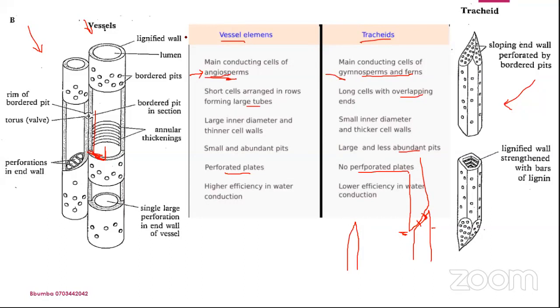Teacher, the question given is: give the evidence to support the view that xylem carries water up the stem. Oh, okay, you're starting. So your question is, give the evidence to support the view that xylem carries water up the stem.